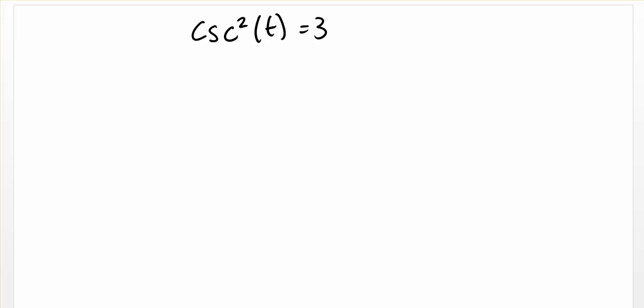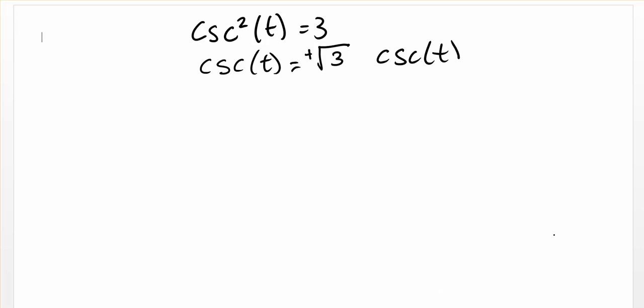In this problem, we have cosecant squared t is equal to 3. So what we can do is we can either set this equal to 0 and factor, or we can take the square root of both sides. And remember that in a squared function, the cosecant of t could equal a positive square root of 3, or the cosecant of t could equal a negative square root of 3.